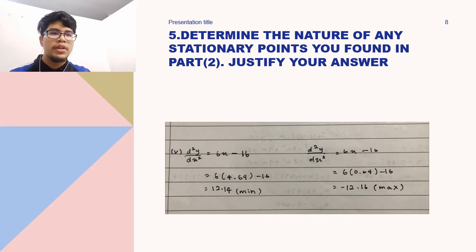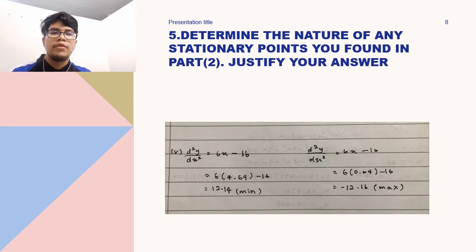Now I will continue with the fifth question for question G. Determine the nature of any stationary points you found in part 2. Justify your answer. So when you look at the presentation by Iffat, number 1, dy/dx equals 3x squared minus 16x plus 9.